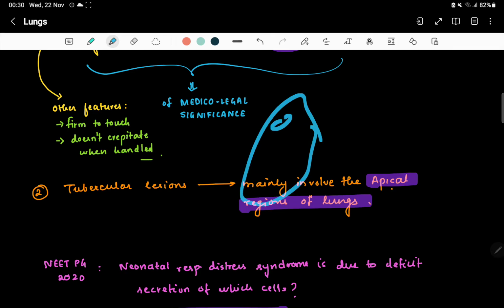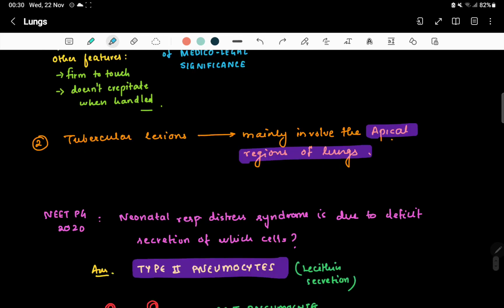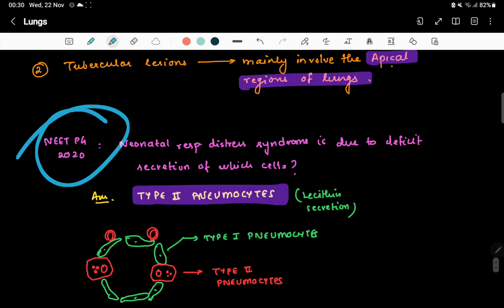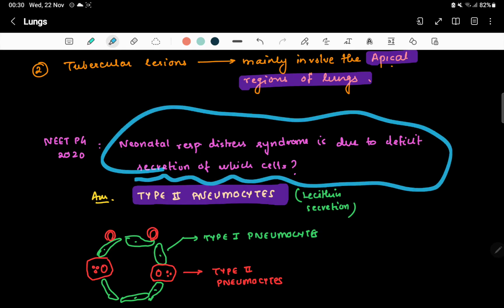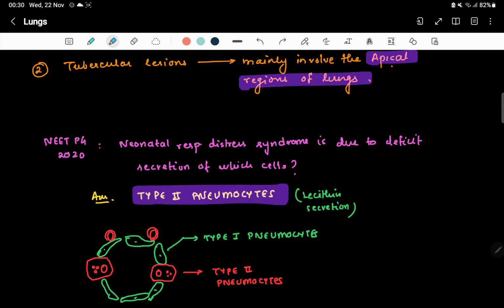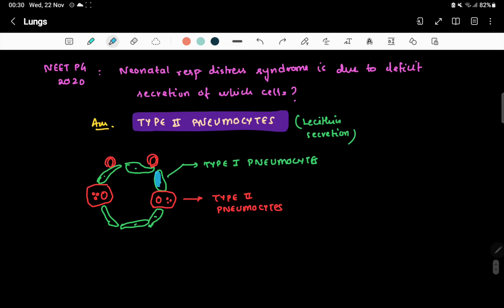Tubercular lesions are mostly lodged in the apical region of the lungs. A question from NEET PG 2020: in neonatal respiratory distress syndrome, there is deficient secretion of which cells? Your type 2 pneumocyte cells. Understood? They secrete lecithin. These are your type 1 cells, and between them we have type 2 cells present like this. Type 2 pneumocytes are secreting lecithin.